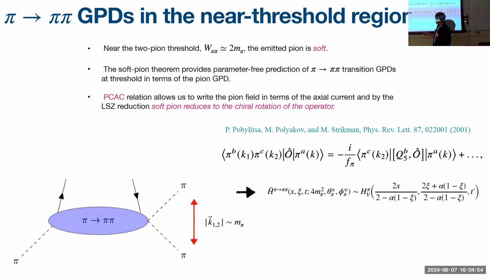Our pi to 2 pi GPDs can also be studied in the threshold region with very basic chiral dynamics such as the soft pion theorem. In that region, the hadronic matrix element of the light cone operators can be reduced to a chiral rotation of the same operator, but with respect to the diagonal pion matrix element. So these pi to 2 pi GPDs at threshold can be constrained in terms of the very well-known pion GPD.